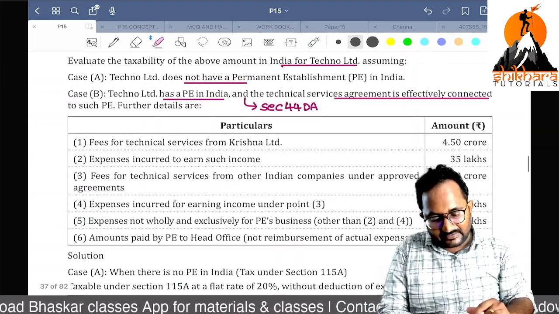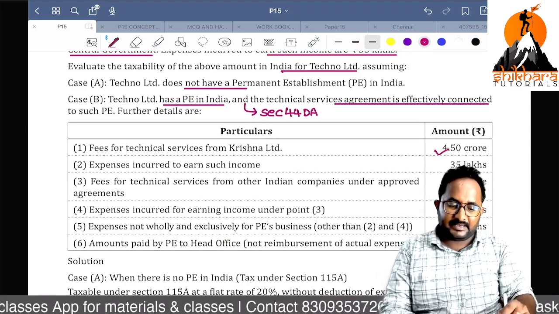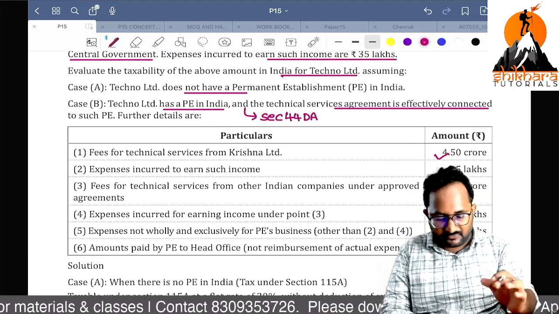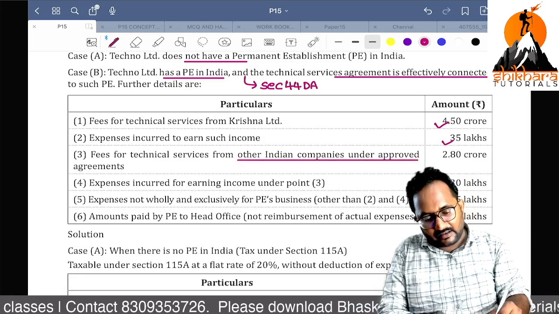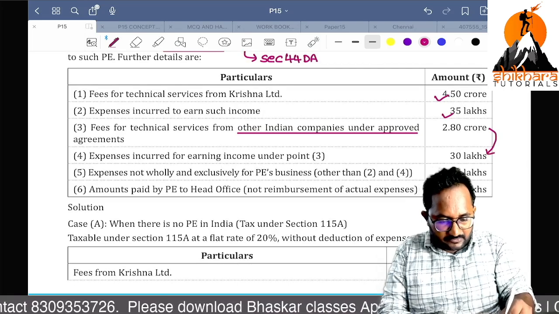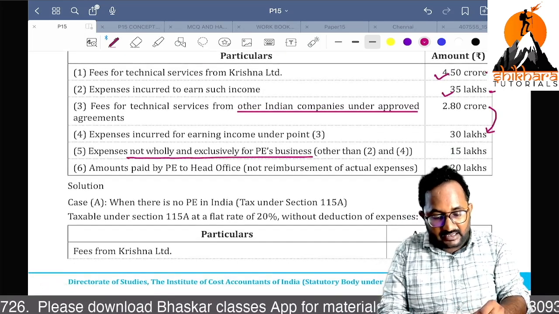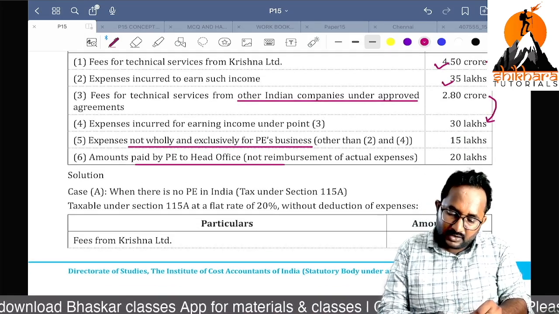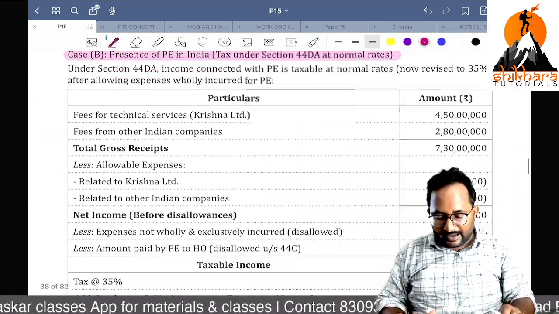Now, other details are also given, ma. Fees for technical services received from Krishna Limited: 4.5 crore. Expenses incurred for earning such income: 35 lakh. Now, from other companies under approved agreements we also received 2.8 crores. Expenses related to this income are also given. Next, not wholly and exclusively incurred expenses are given, and the amount paid by the PE to head office, not reimbursement of actual expenses, are given as some points. Now we have to calculate that income, ma.